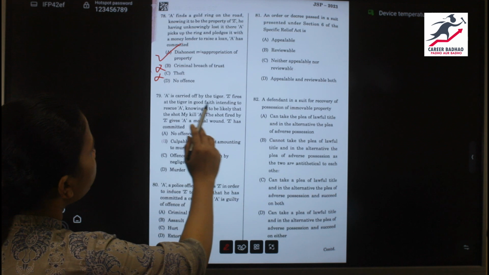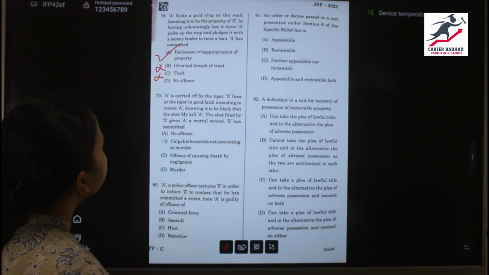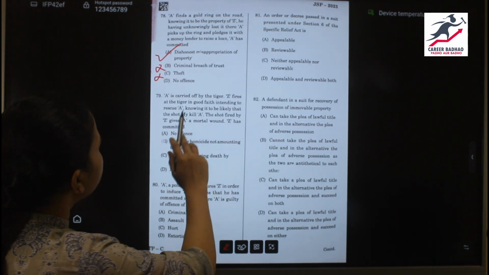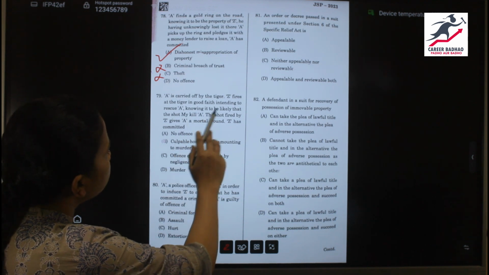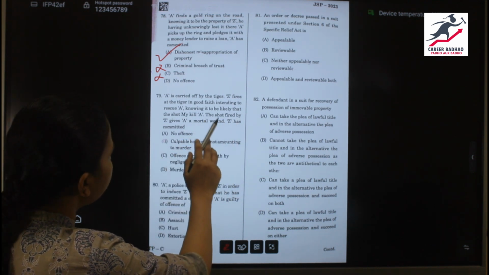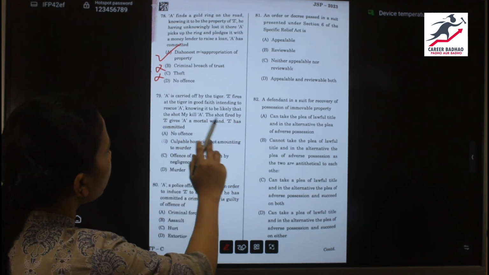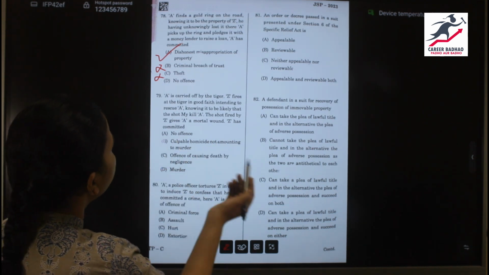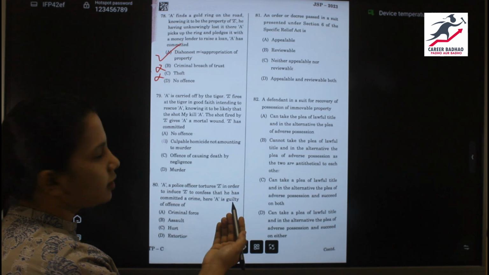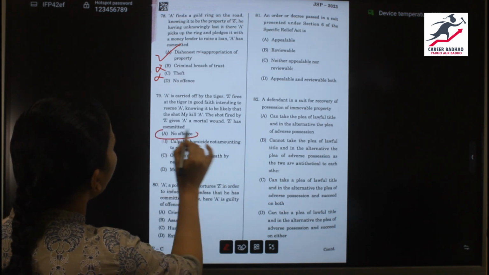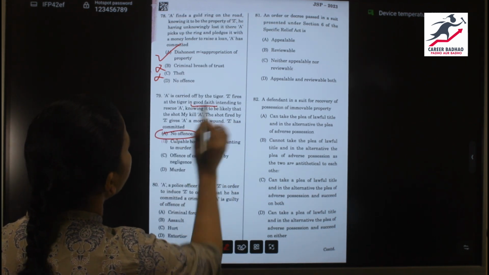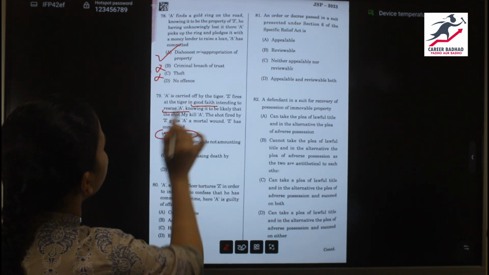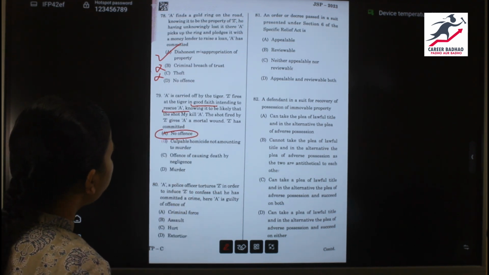A is carried off by the tiger. Z fires at the tiger in good faith, intending to rescue A. Knowing it to be likely that the shot might kill A, the shot fired by Z gives A a mortal wound. Z has committed... Here it is a direct question from the illustration. So here it would be no offence because good faith is there to rescue A. Let's move to section number 80.